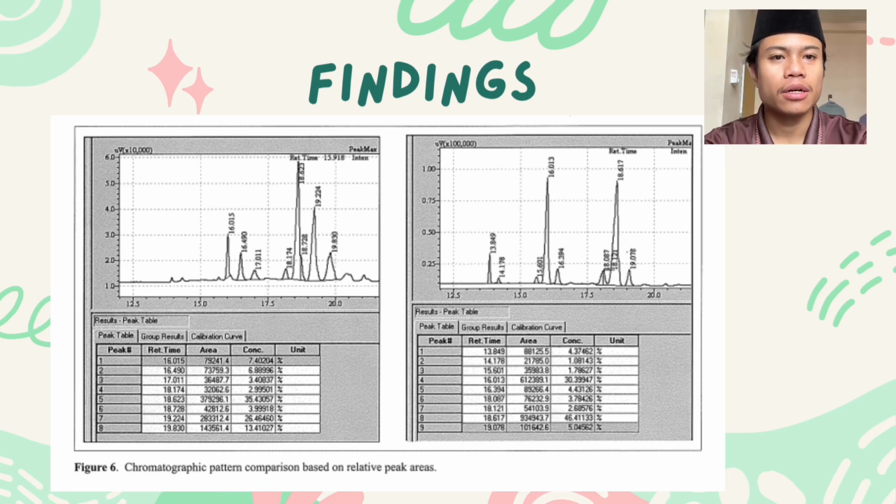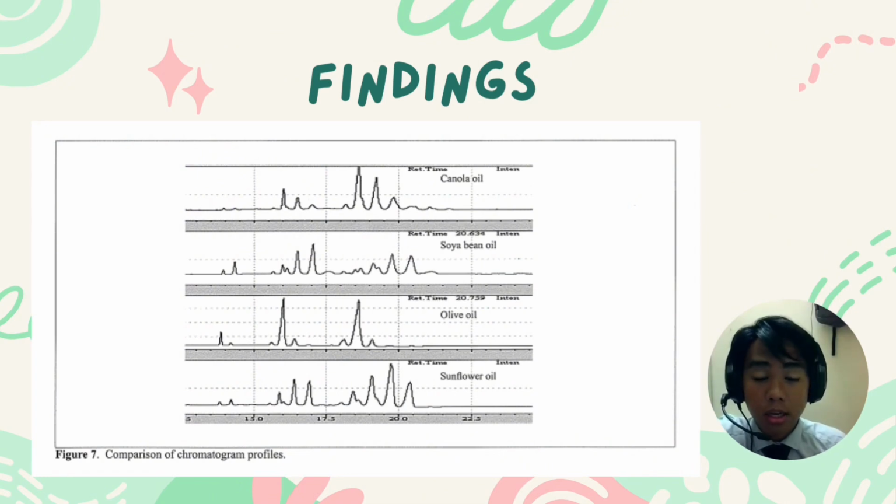In figure 6, we used peak areas to see the relative amount of each component. Larger peak areas mean higher concentration of those triglycerides. So the larger the area, the higher the concentration of triglyceride. This helps us to understand the composition of the oils more precisely. Last but not least, in figure 7, we compare all the chromatograms in a single graph. This makes it easier to visually observe how the oils actually differ. The unique patterns of each oil confirm that their chemical compositions are distinct.